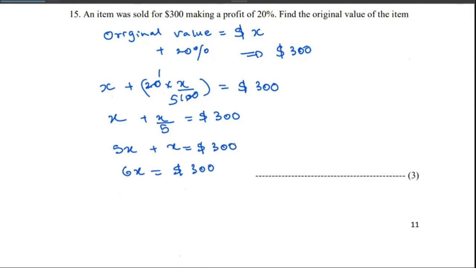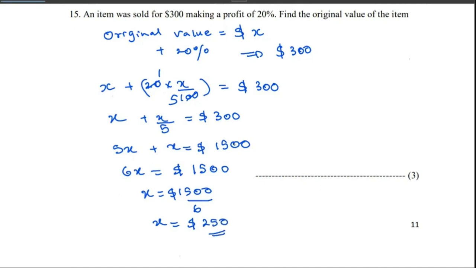So 6x is $300 into, here we have to multiply by 5. 300 into 5, that is 1,500. 6x is 1,500. Okay. So if 6x is $1,500, then x will be 1,500 divided by 6. This is $250.